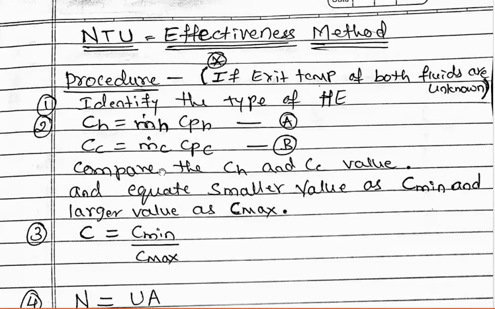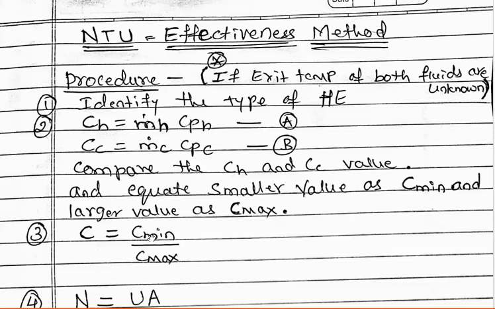Now compare the values of CH and CC. After multiplying these values you will get one number each. Compare those values. Either A will be smaller or B will be smaller; one will have a smaller value and the other will be higher. Equate the smaller value as C minimum and the larger value as C max.